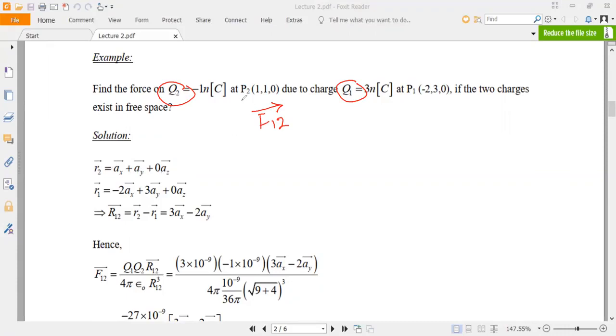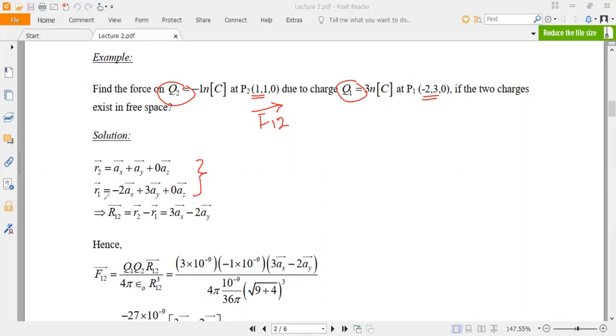The position vectors. We know the points. So position vector R2 is nothing but it is AX plus AY plus 0 AZ. And position vector R1 is -2AX plus 3AY and 0 AZ. I hope you remember how to find the position vectors. From the points, you just write the vector and that becomes the position vector.